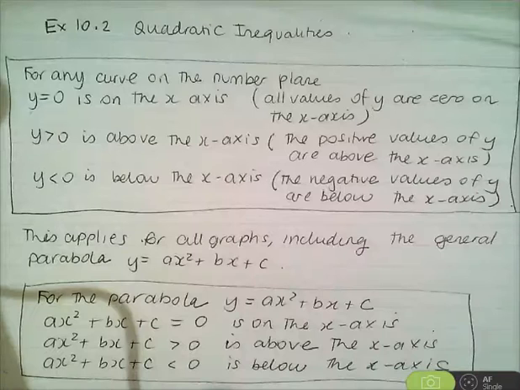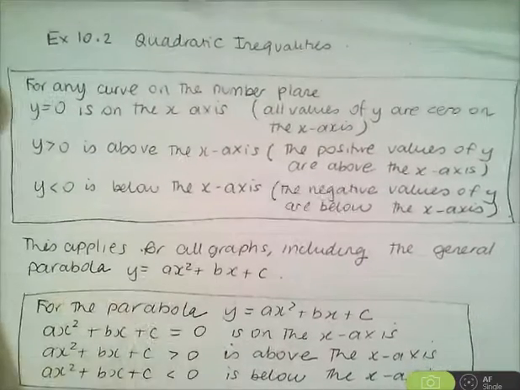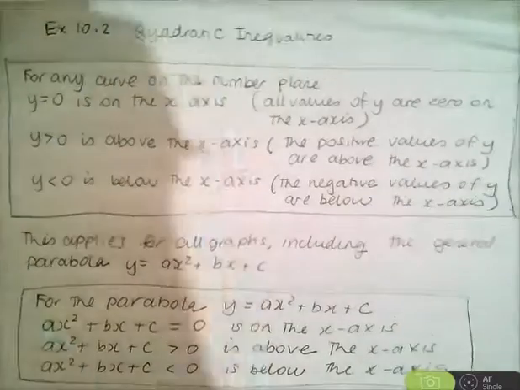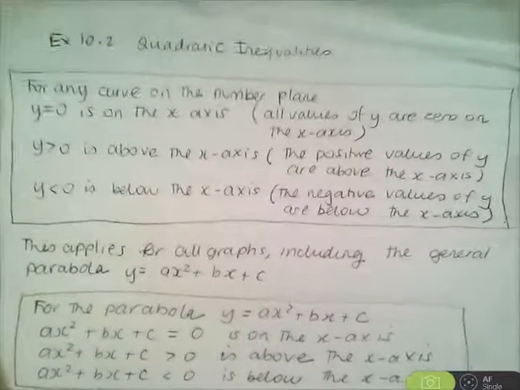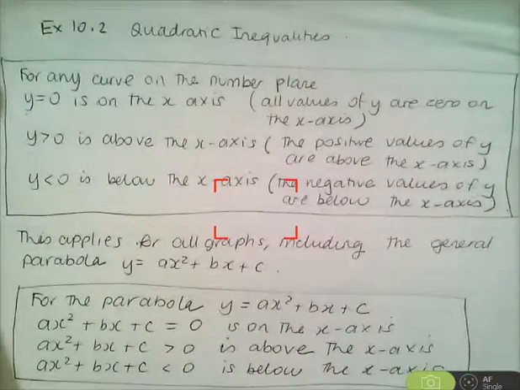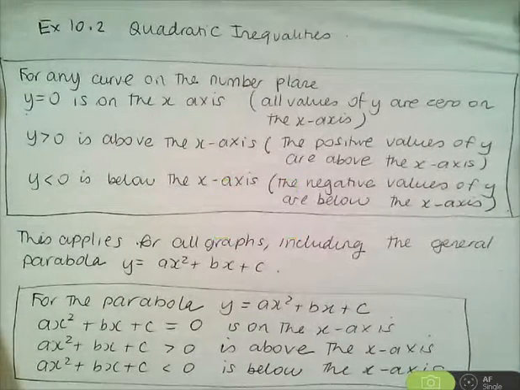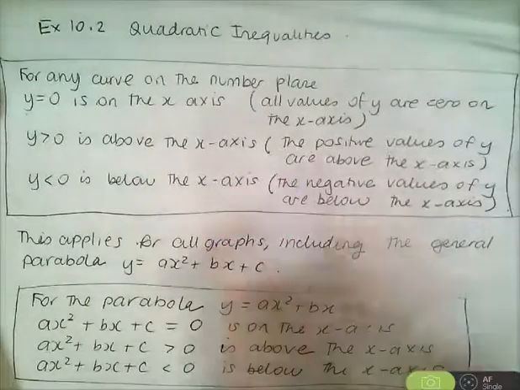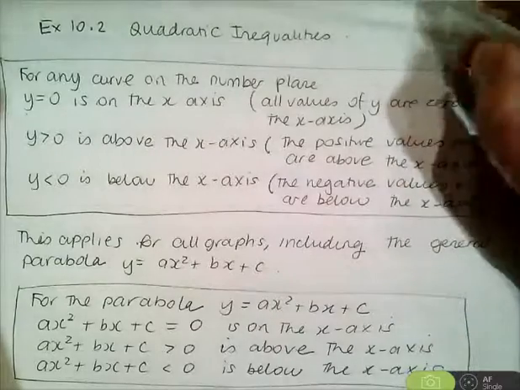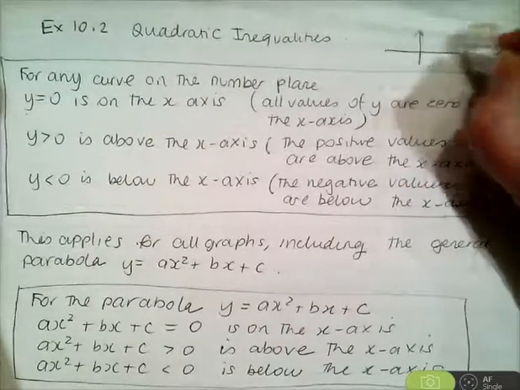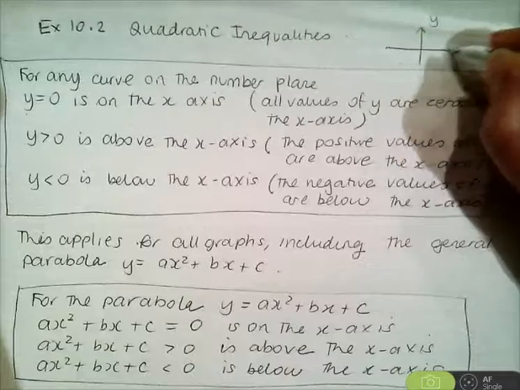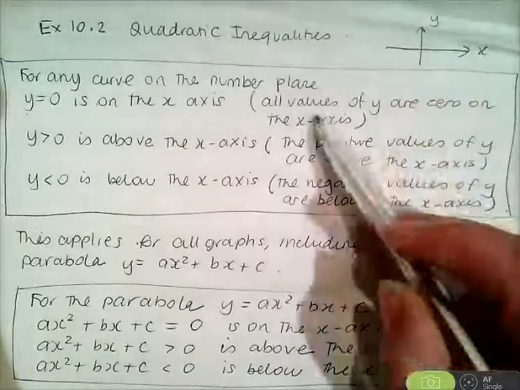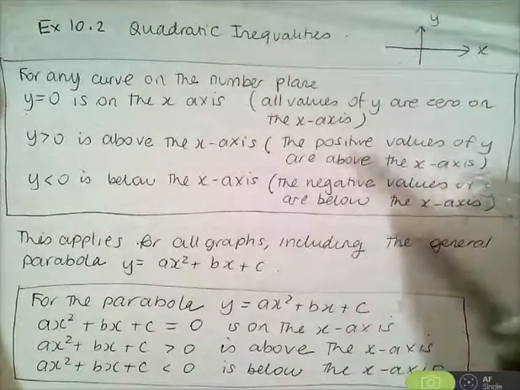Okay, you might want to copy the notes down first. So quadratic inequalities, that's just a quadratic equation with a greater than 0 or less than 0 or greater than or equal to 0, for example. Now for any curve on the number plane, y equals 0 indicates the x-axis, so I'm just going to draw a quick sketch here. So anywhere along the x-axis is where y equals 0, because all values of y are 0 on the x-axis.